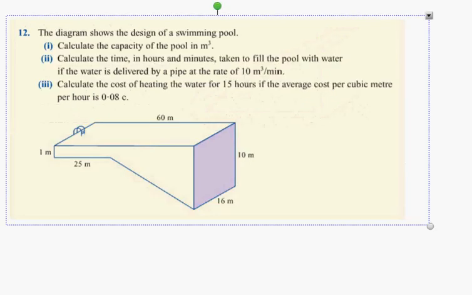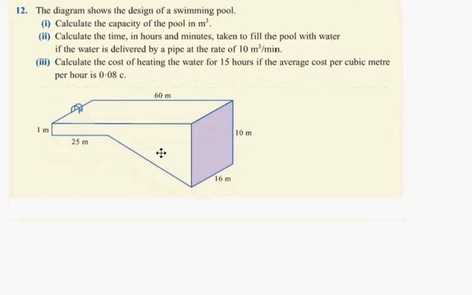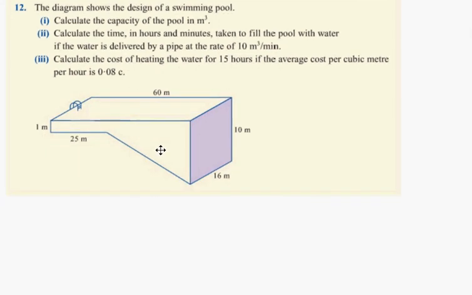Okay, finally, this is the harder one. The diagram shows the design of a swimming pool. Calculate the capacity of the pool in meters cubed. What way should I do this, do you reckon? What way should I break it up? I could do a box on top, or a box with a triangle, and then multiply by the depth of 16.